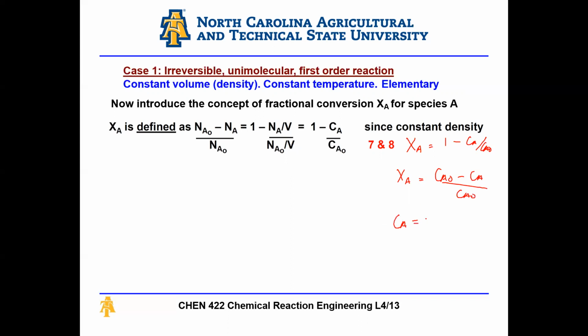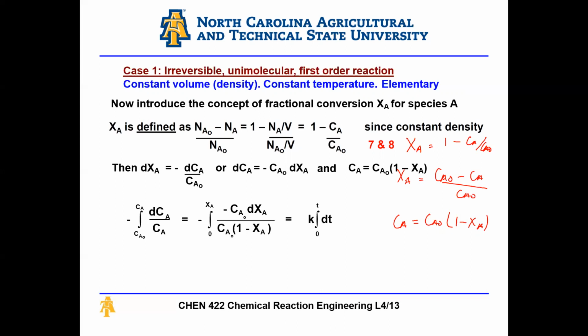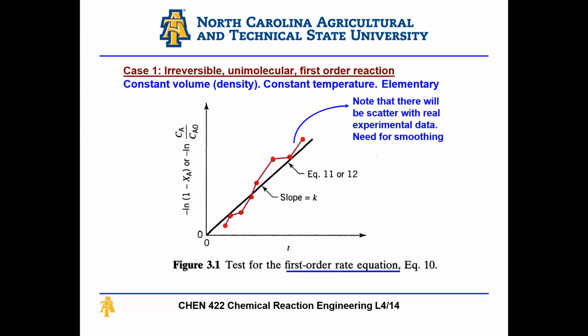Ca is equal to Ca naught into 1 minus Xa. All of these, basically these three equations, you should be able to use them interchangeably, especially when deriving a performance equation or something like that. Okay, so again, for a reversible first order reaction, this is the performance equation for this case. So you need to be familiar with this and know when to use it.